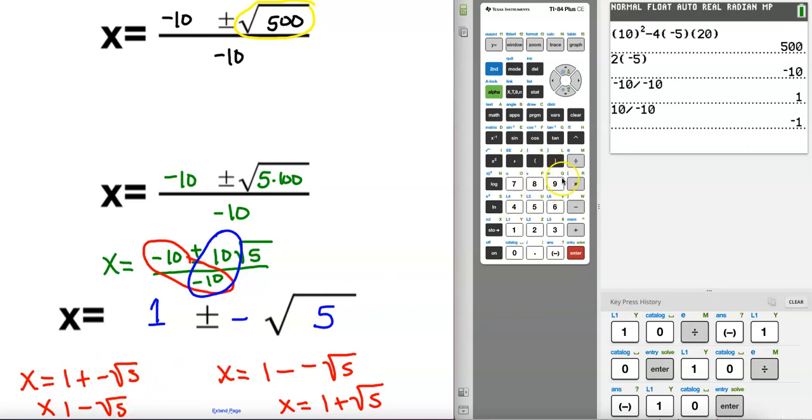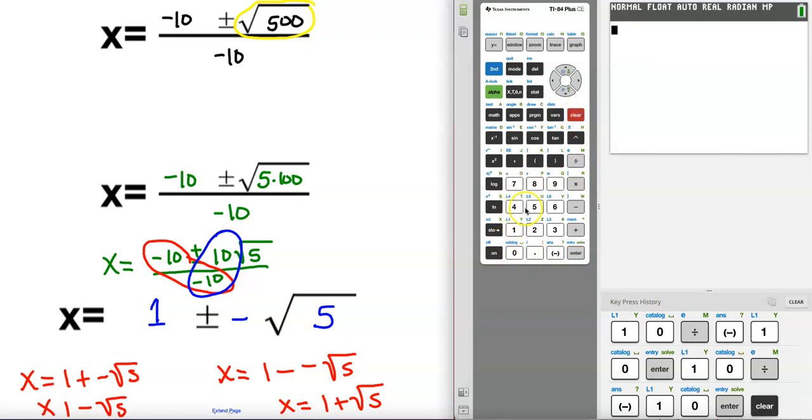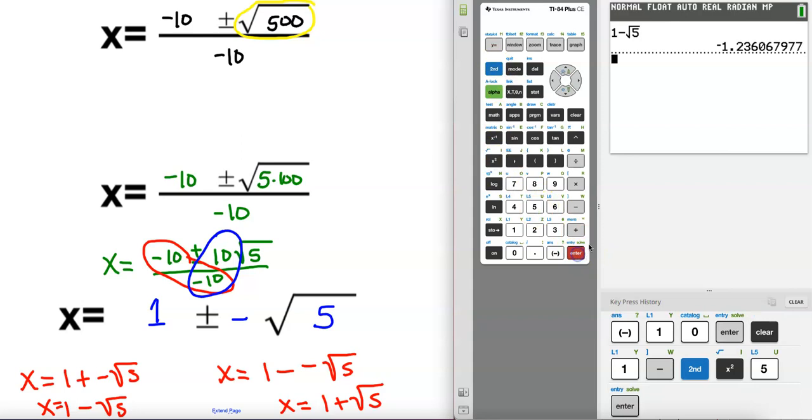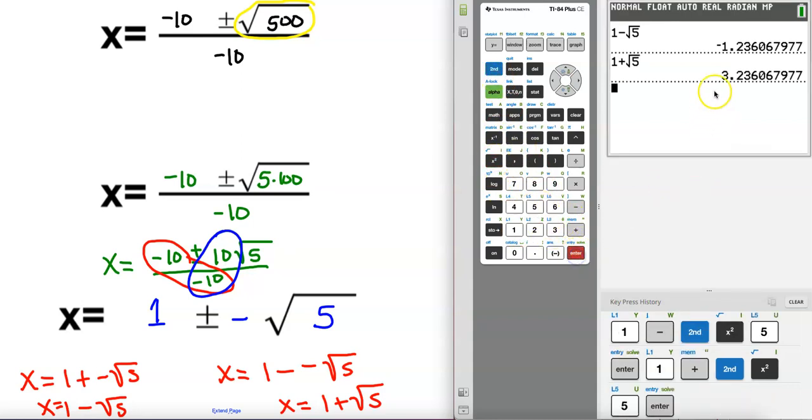And so quite naturally what I want to show you is this. Okay, so I want to take one of my solutions here, which is 1 minus the square root of 5. I want to put that in my calculator and show you that I got negative 1.23, okay? And then I want to do 1 plus the square root of 5 and show you that I got 3.23.